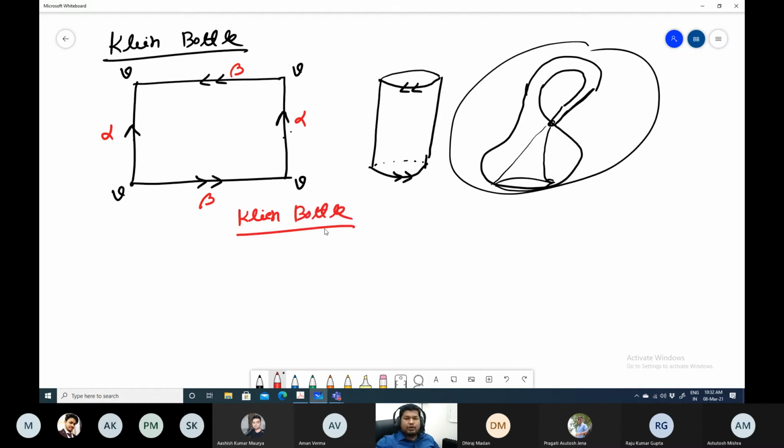Now we want to compute the fundamental group of this topological space. Can you tell me what can be the open sets of this one? So how to consider this topological space X as a union of two open sets? How to take those open sets?